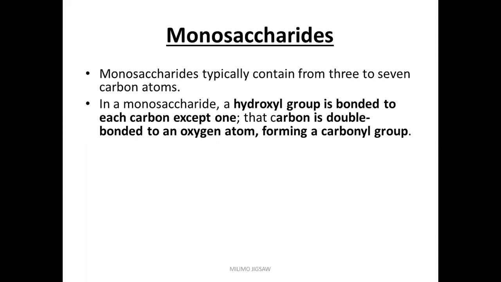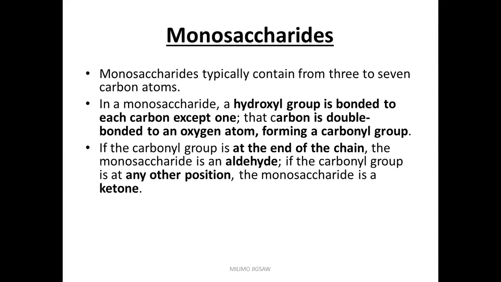That carbon is double bonded to an oxygen atom, forming a carbonyl group, the one that we talked about, which could either be an aldehyde or a ketone. So we said if the carbonyl group is at the end of the chain, the terminal carbonyl group is what is called the aldehyde. And then if that carbonyl group is at any other position, which means an intermediate position, it means that that monosaccharide is a ketone.